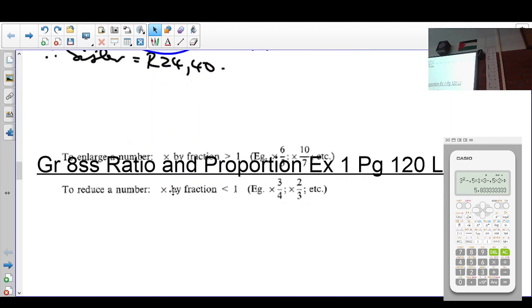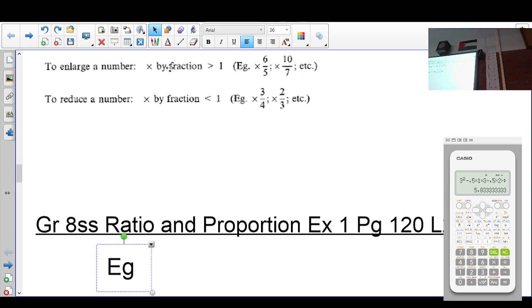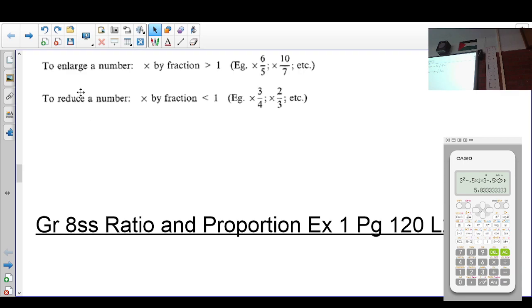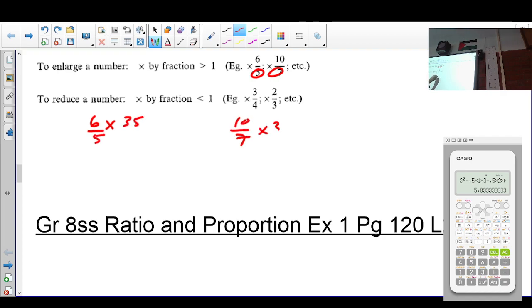We're moving too fast. There was a little note made here. Here we are told that to enlarge a number, you multiply by a fraction greater than 1. Example, you multiply it by 6 over 5 or 10 over 7. That's how the number will become bigger. Let's use a common denominator, so it's 35. So 6 over 5 times 35, and then 10 over 7 times 35.